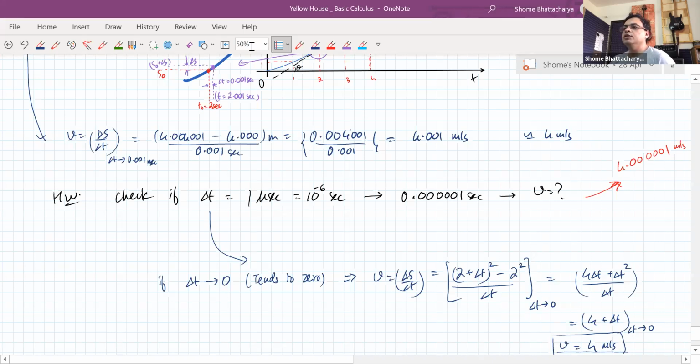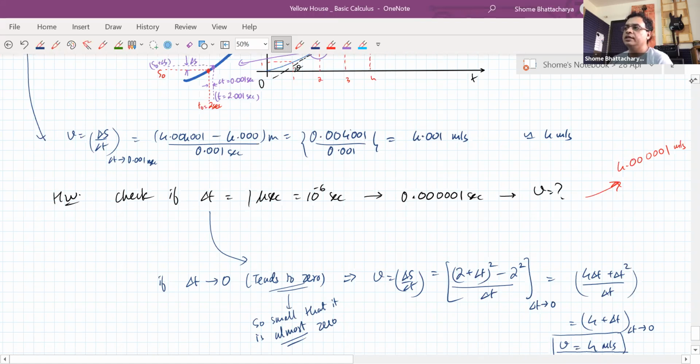But because we were taking 1 millisecond, we were getting a bit of error. We were getting it as 4.001. If instead of taking 1 millisecond, we took 1 microsecond, then the error is even less. The error is in the 6th place of decimal. Here it was in the 3rd place of decimal. But like that, if we take delta t to be so small that it is almost 0, okay, but not exactly equal to 0, it's still a time interval but almost equal to 0, then we will get the precise value to be 4 meters per second.